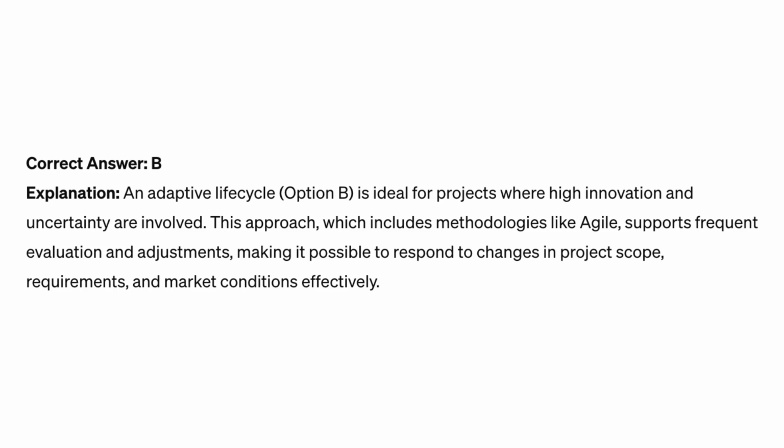Correct answer, B. Explanation. An adaptive lifecycle, option B, is ideal for projects where high innovation and uncertainty are involved. This approach, which includes methodologies like Agile, supports frequent evaluation and adjustments, making it possible to respond to changes in project scope, requirements, and market conditions effectively.